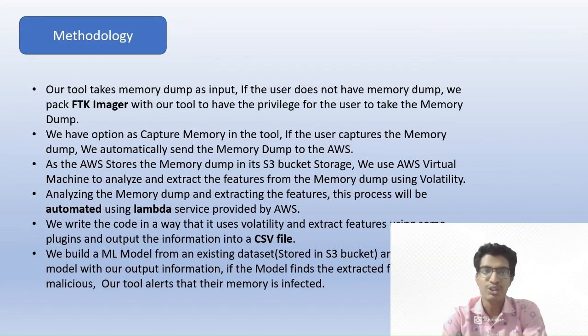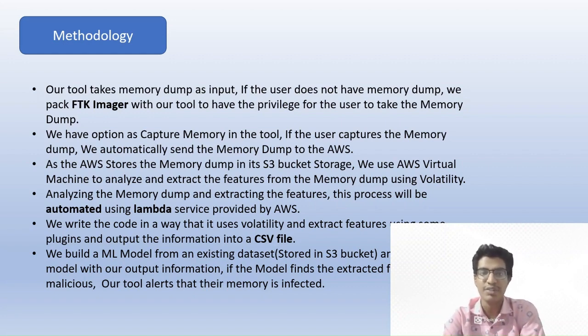Methodology. Our tool initially takes a memory dump as input. If the user does not have a memory dump, we pack FTK Imager with our tool so the user can take the memory dump. We have an option called capture memory. If the user clicks on capture memory, we automatically send the memory dump to the AWS S3 bucket. Then we use an AWS Kali virtual machine on the EC2 instance to analyze and extract the features from the memory dump using Volatility 3.